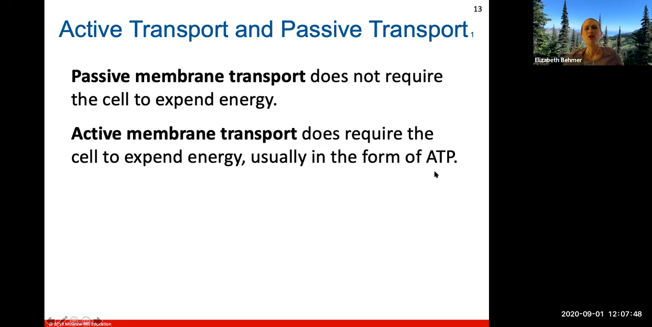Really simply put, we call these transport processes through the cell membrane either passive or active. A passive membrane transport does not require the cell to expend any energy. Passive membrane transport just means that things can come freely into or out of the cell without any extra energy. Active membrane transport does require the cell to expend energy. So active membrane transport will need ATP to get anything into or out of the cell.